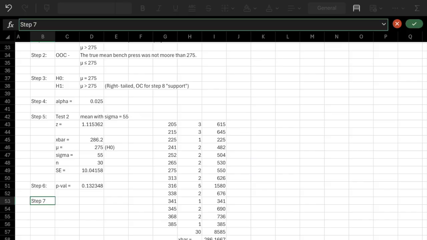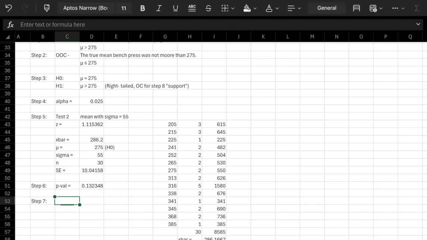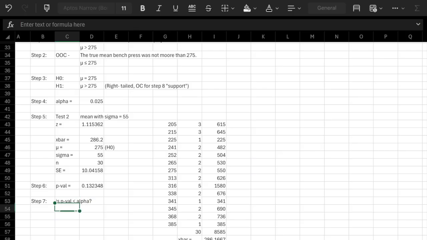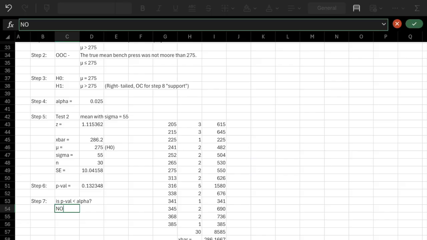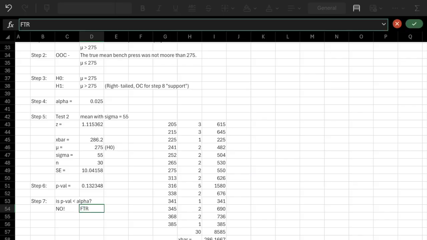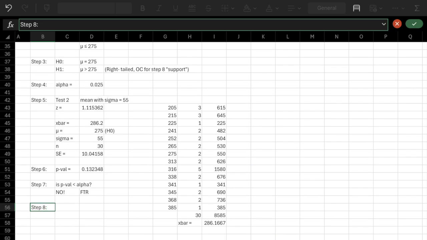Step 7. Let's see, what have we got here? Step 7. Is p-val less than alpha? The answer is no, it's not. See, so my data is not as rare. I mean, my data is pretty compatible. It's not rare compared to what coach said. Coach was, okay, kind of, maybe he's right. So I'm going to fail to reject. Step 8, I'm failing to reject.